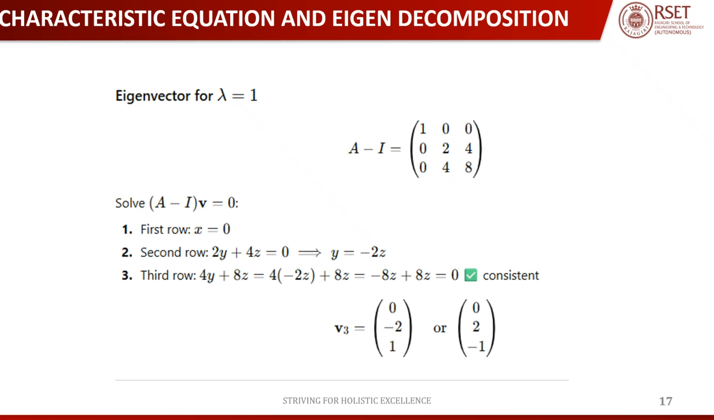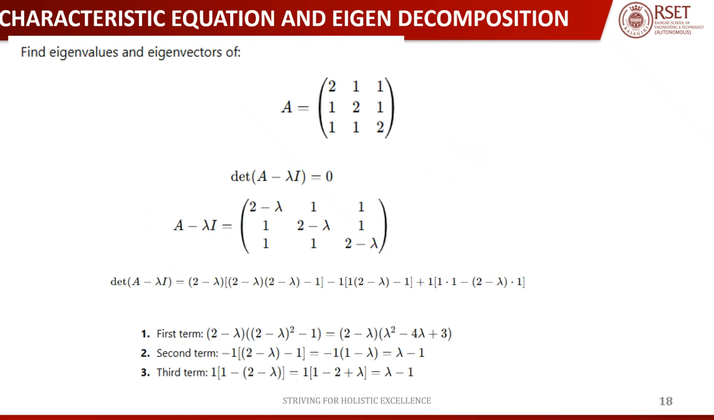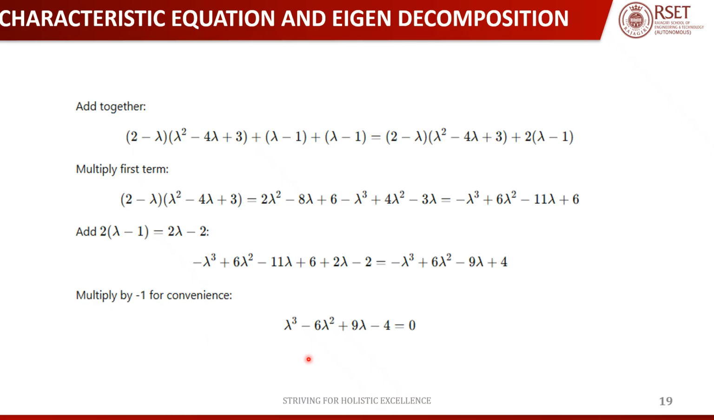Now we'll come to a question. So in this particular question you are asked to find the eigenvalues and the eigenvectors of this particular given matrix, and to get the eigenvalue, as we discussed before, find the determinant of A minus lambda I equal to 0, and just see what A minus lambda I is, and just get the determinant. Okay, so you will be getting the determinant equal to lambda cube minus 6 lambda square plus 9 lambda minus 4 is equal to 0. Now what we need to do is just factorize them.